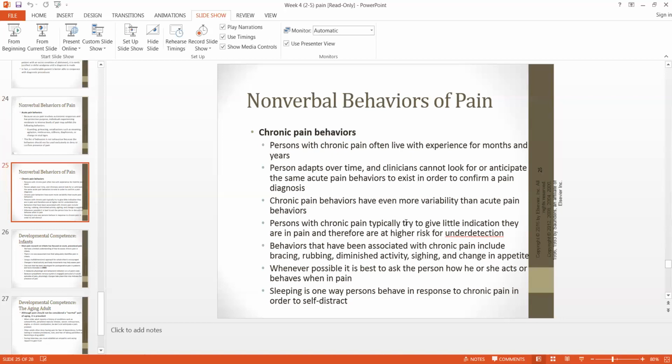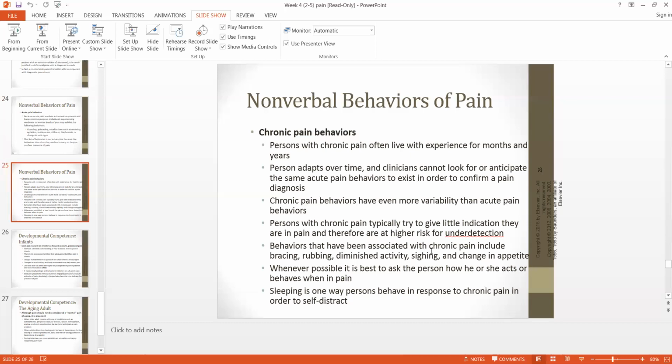Patients with chronic pain typically try to give little indication, and they're therefore at higher risk for underdetection. Well, Mr. Smith in room 102 doesn't look like he's in pain. He's still walking, maybe a little slower than last month, but he's still walking. Ask him about something for pain, or maybe give him a heat treatment, or have him walk a little more often, or do range of motion in bed before he gets up, things of this sort.